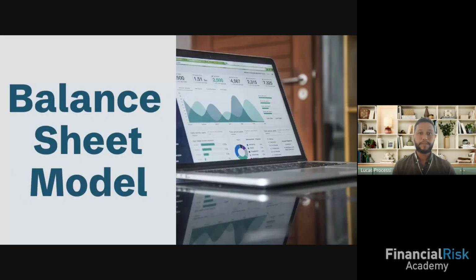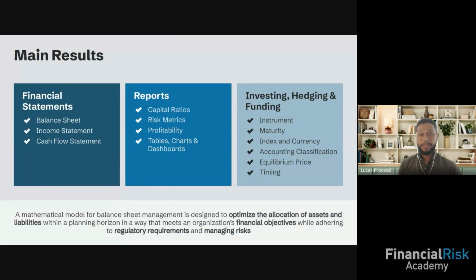All right, so a balance sheet model. The main result of a balance sheet model, of course, is the projection of financial statements. So we are talking about the balance sheet, cash flow statement, income statement, and also other reports. A product of an ALM model is also some additional reports like capital ratio reports, all the risk metrics for trading and for banking portfolios, profitability reports, and all sorts of tables, charts, and dashboards.